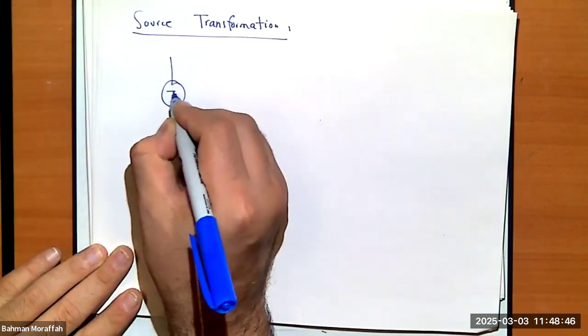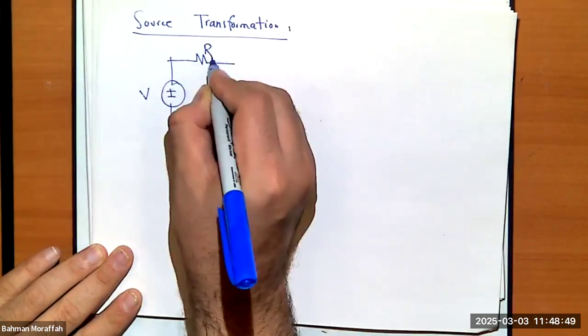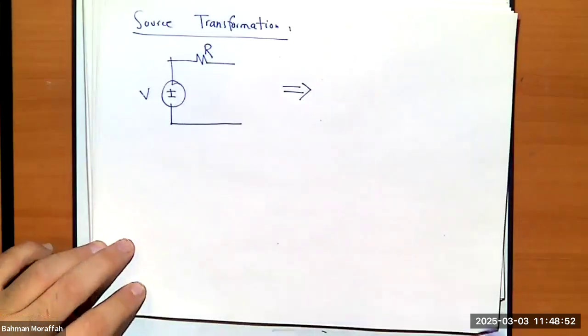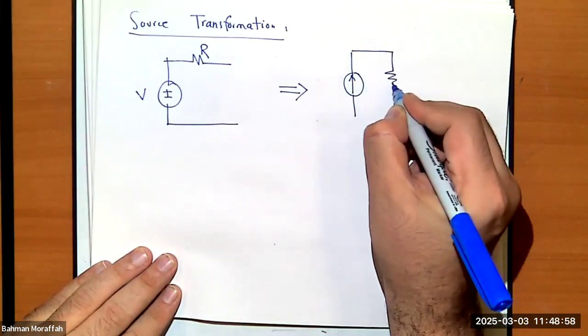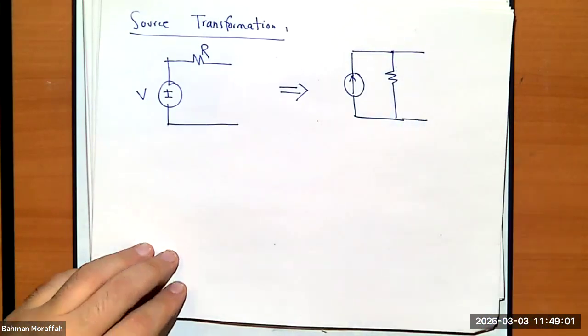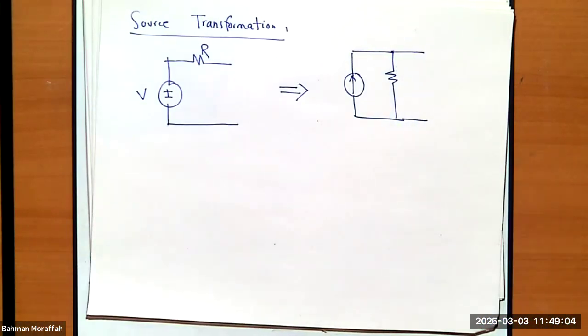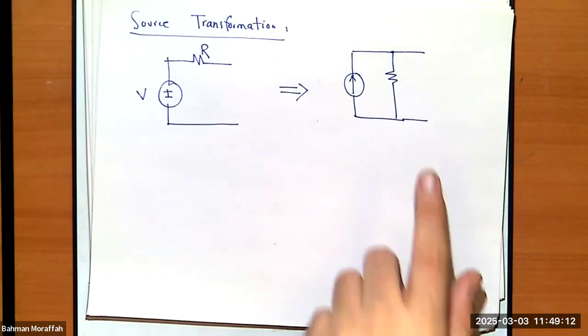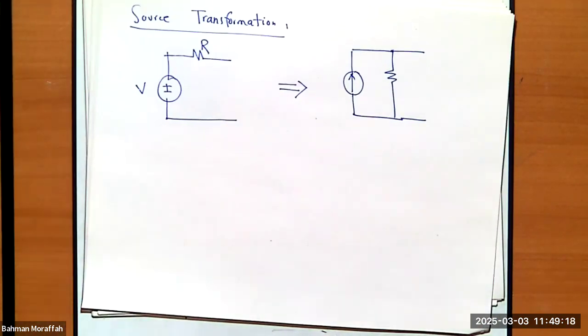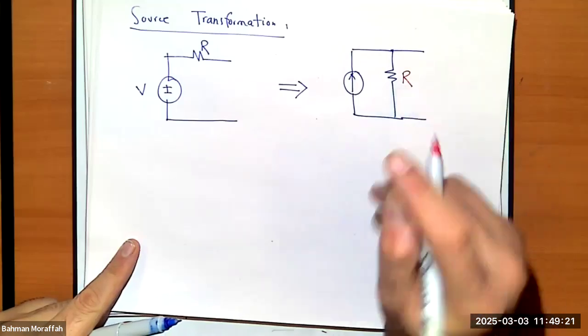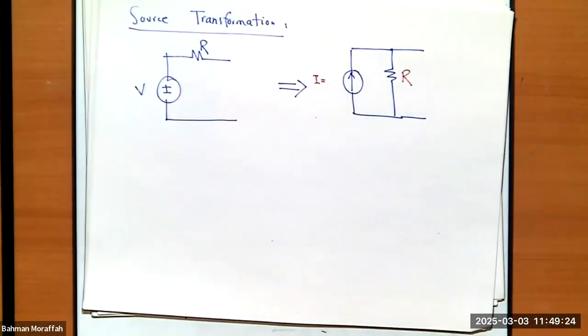I know if I have a circuit with V and R, I can replace this by a current source and a resistor. All I have to do is compute the value of the current source and the value of the R. So what is the value of this resistor given this circuit? It's exactly the same. It doesn't change. So the value over here is R. How about the I here? That's V over R.